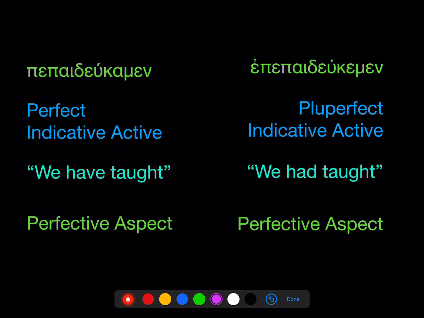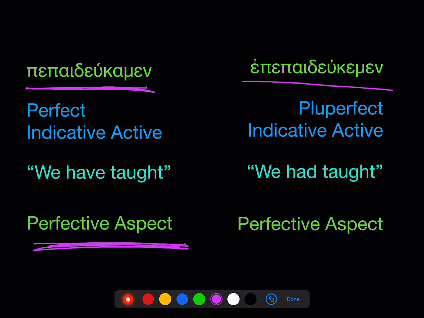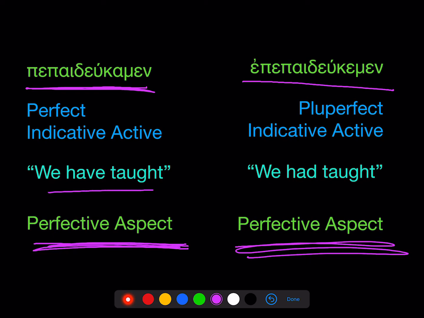So the perfect indicative active, I've given you the first person plural here. We have taught. It has perfective aspect, right? Perfective aspect means the action is viewed as completed. So we have taught, we've completed the teaching right now, okay? Epepaideukeimen, pluperfect indicative active, we had taught, also has perfective aspect, but it's talking about completed action in the past. So we had taught, the action is completed in the past. We have taught, the action is completed now in the present.